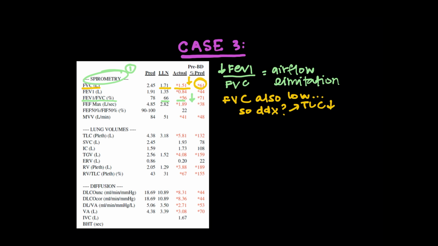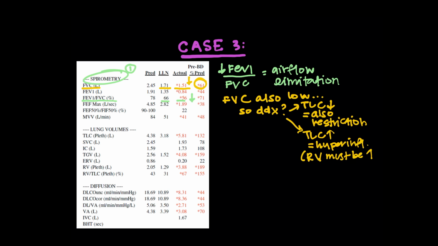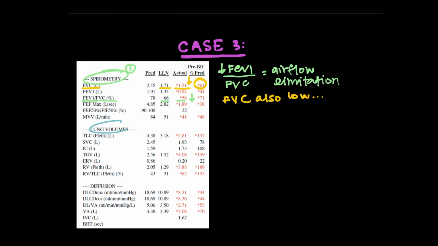So either the TLC is going to be low, and this is going to go along with a restrictive process, or the TLC is actually going to be high, and this is going to be because you're having an increased RV, and you have hyperinflation and air trapping. So look at the lung volumes, easy enough. The TLC in this patient is actually above the upper limit of normal. It's actually increased. So this person has high TLC.